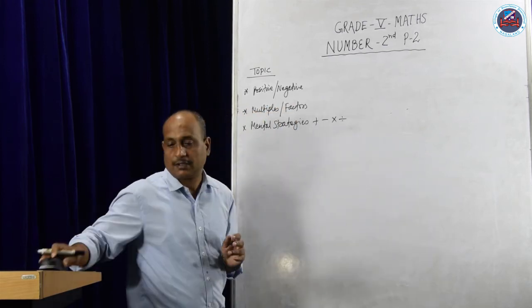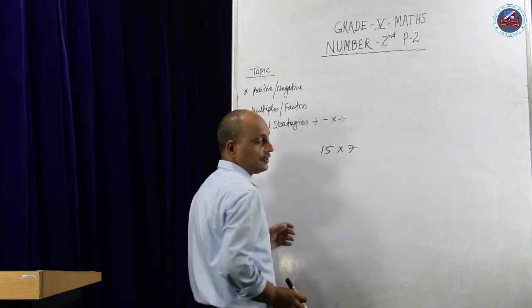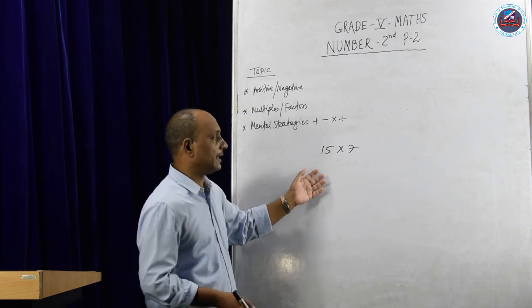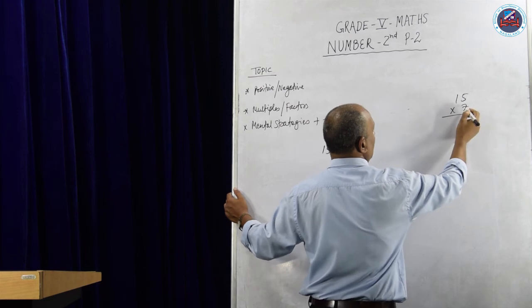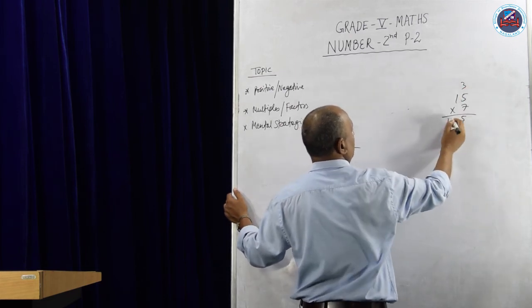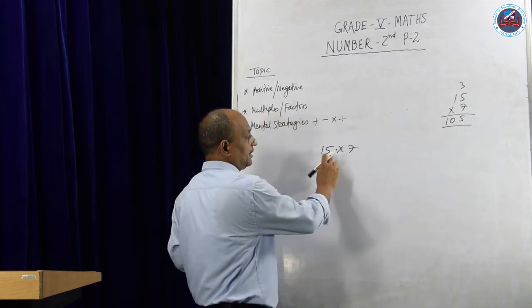Now let us go for multiplication. Let us do multiplication also in the same way. Suppose one example is 15 into 7. 15 into 7, how many? Let us multiply. Let us first see how normally we do 15 into 7. 7 5s are 35, write 5 and carry 3, 7 ones are 7, plus 3, 10. It takes a little time.